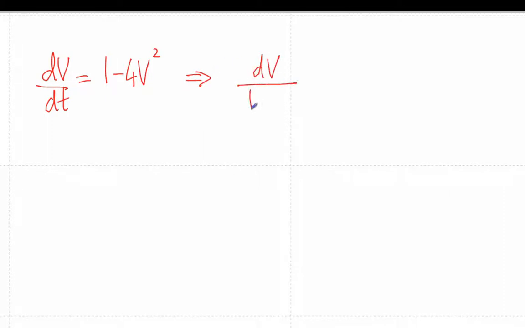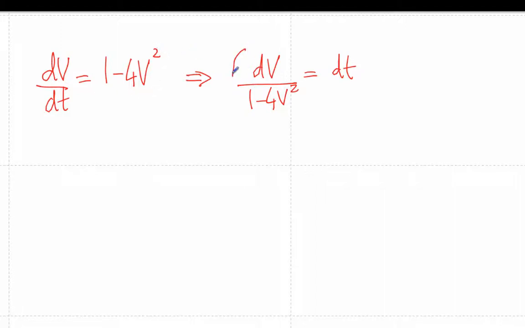So let me start by writing the equation. dv by dt is 1 minus 4v squared. Now from here, I can get dv over 1 minus 4v squared equals dt. So this is, after all, a separable equation. This is just like a function of y. Well, that y is the v over here.